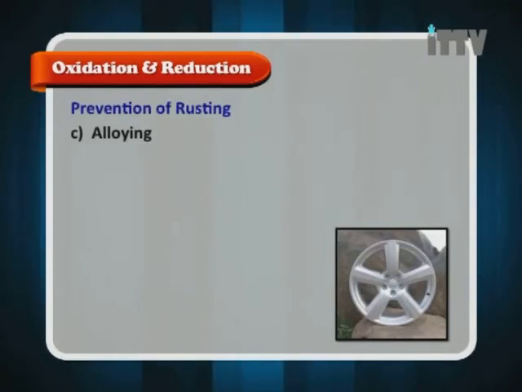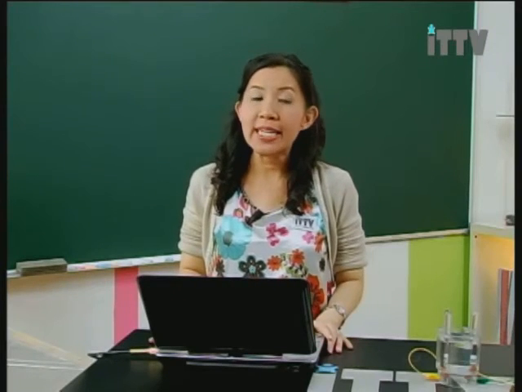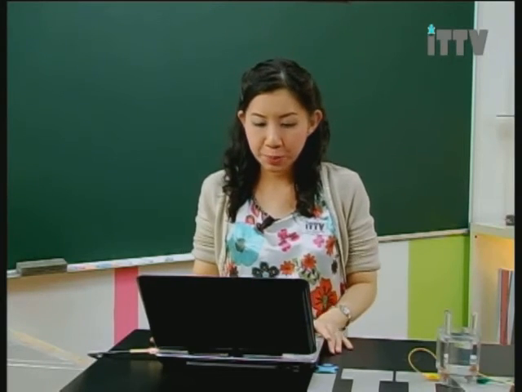The third major method to prevent rusting is alloying. For example, stainless steel is an alloy of iron with nickel and chromium. The metal oxides of nickel and chromium formed on the surface are impervious to water. So alloying is indeed an effective way to prevent iron rusting.